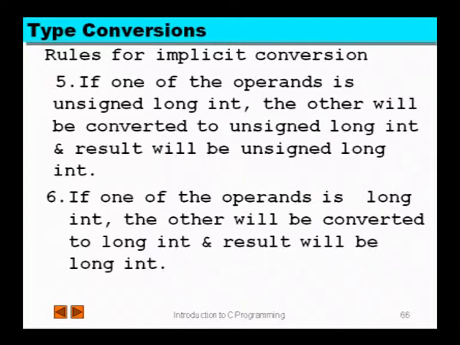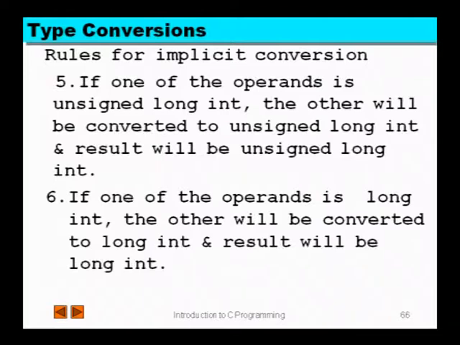Of the two operands, if one is unsigned long integer, the other, whether it is long or signed, whatever it is, will also be converted to unsigned long integer and the result will also be unsigned long integer. If one of the operands is long integer, the other will also be converted into long integer and the result will also be long integer. So these are some of the guidelines that will be taken care of for automatic conversions.